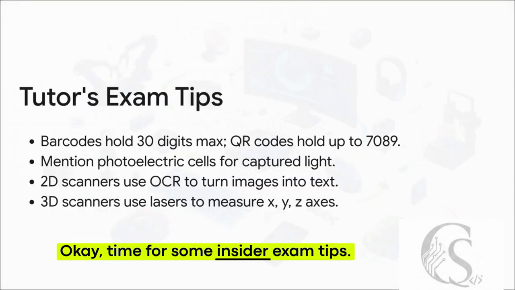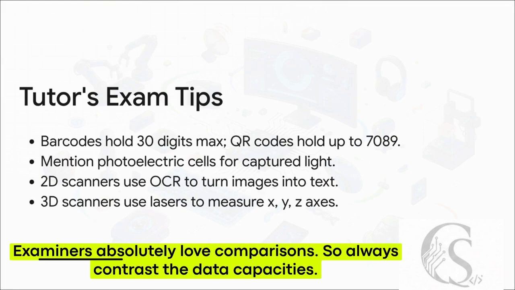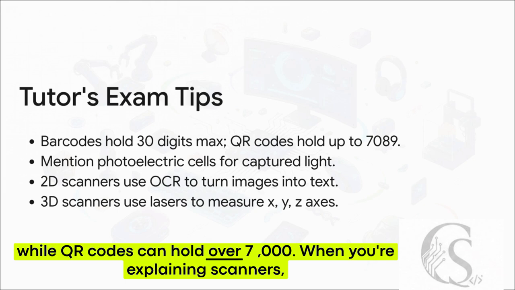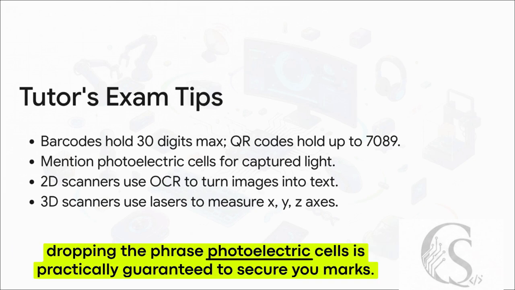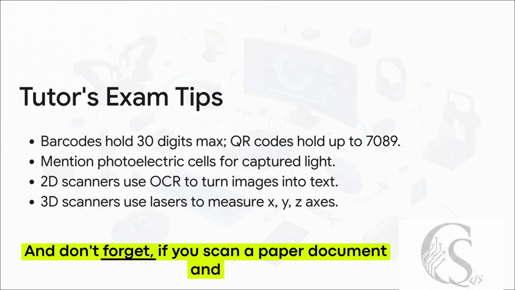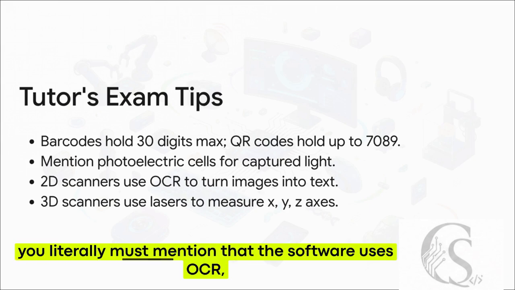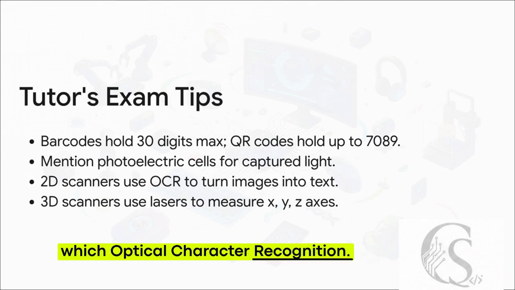Okay, time for some insider exam tips. Examiners absolutely love comparisons, so always contrast the data capacities. Barcodes hold up to 30 digits, while QR codes can hold over 7,000. When you're explaining scanners, dropping the phrase photoelectric cells is practically guaranteed to secure you marks. And don't forget, if you scan a paper document and want to edit the text later, you literally must mention that the software uses OCR, Optical Character Recognition.